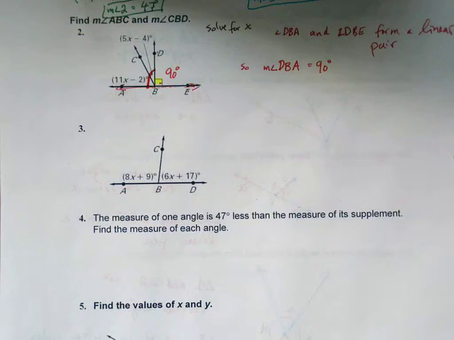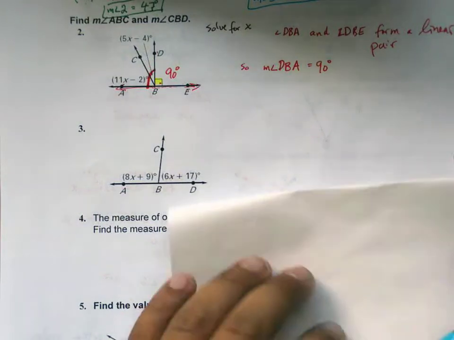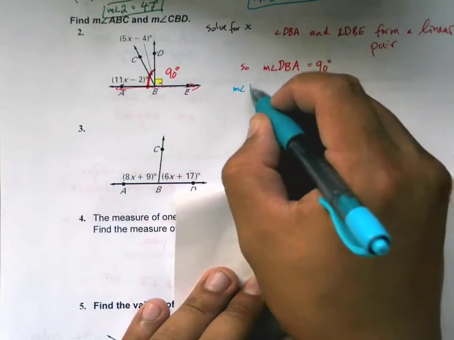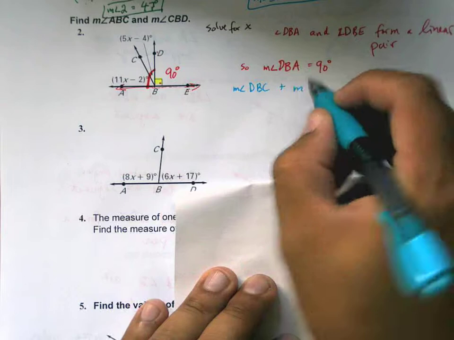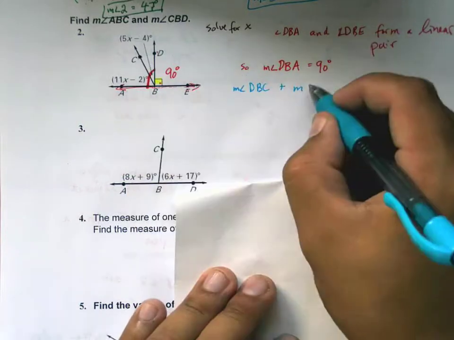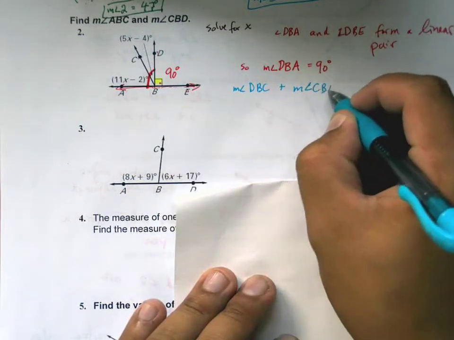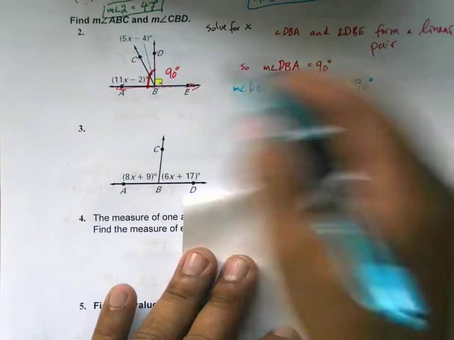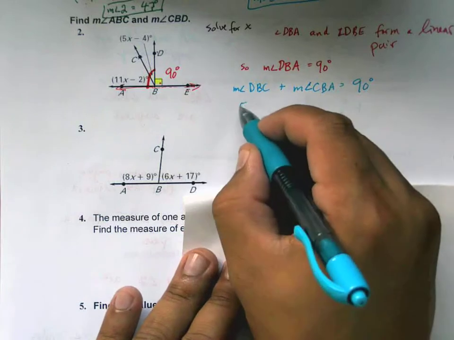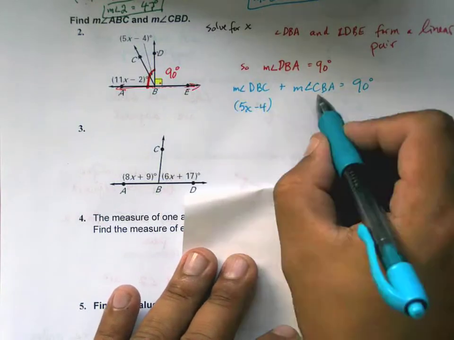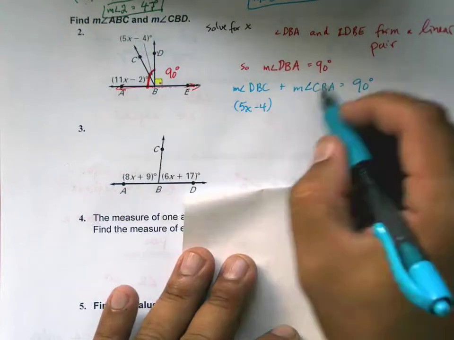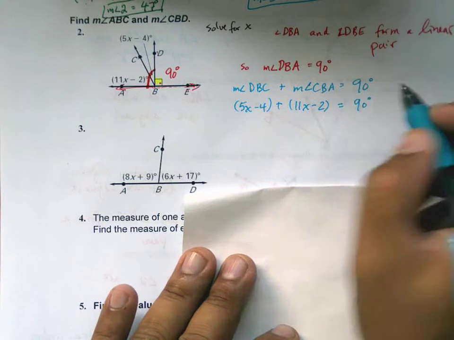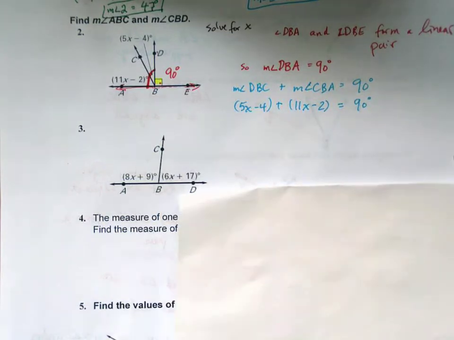put our algebra skills to use. We know that DBC, so I'll say this, measure of angle DBC plus the measure of angle CBA equals 90. And now I make the substitution. DBC is 5x minus 4, and CBA is 11x minus 2. And again, when we're working with substitution, you should use parentheses to indicate that you're making a substitution so that it's less error prone.